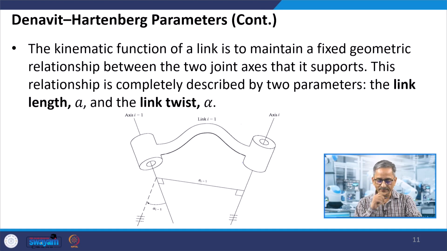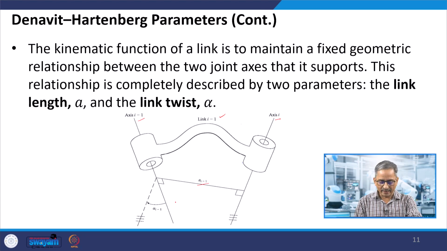Suppose this is your link i minus 1, and here are the 2 axes, axis i minus 1 and this is axis i. We can define the link length as a i minus 1, and this link length is essentially given by the perpendicular distance between these 2 axes, axis i minus 1 and axis i. These axes essentially define the joint.